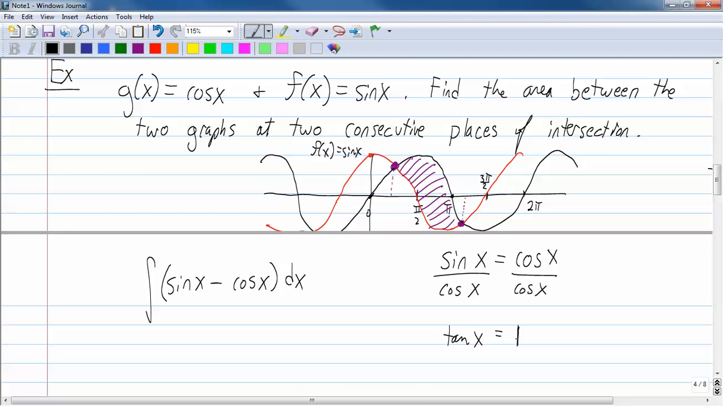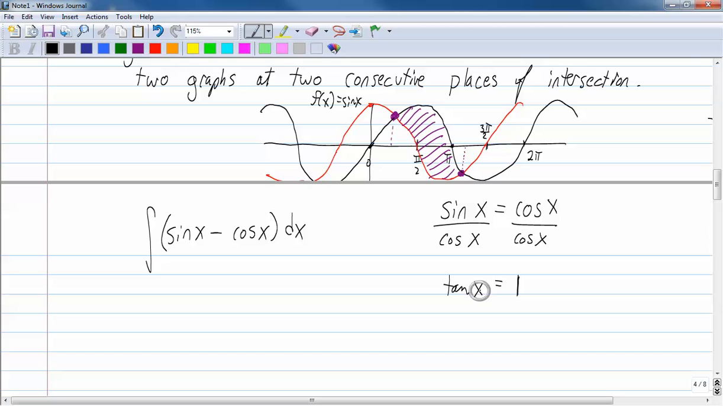If I was to divide both sides by sine, I would have 1 equals cotangent, and I would rather deal with tangent than cotangent. So to solve this trig equation, I just need to know when is tangent equal to 1. Well, it's equal to 1 an infinite number of times, right? But if I want to know the first two places, then it's just going to be pi over 4 and 5 pi over 4.